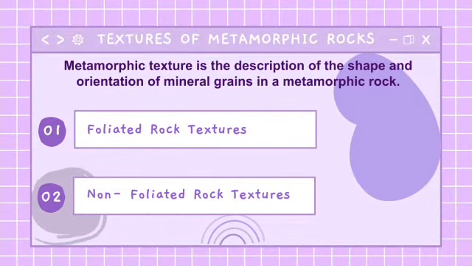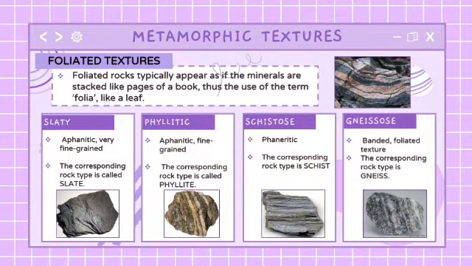Now let's go to the textures of metamorphic rocks. Metamorphic texture. So metamorphic texture is the description of the shape and orientation of mineral grains in a metamorphic rock. Metamorphic rock textures are foliated or non-foliated. So let's go to foliated textures. Foliated rocks typically appear as if the minerals are stacked like pages of a book, thus the use of the term folia, like a leaf.